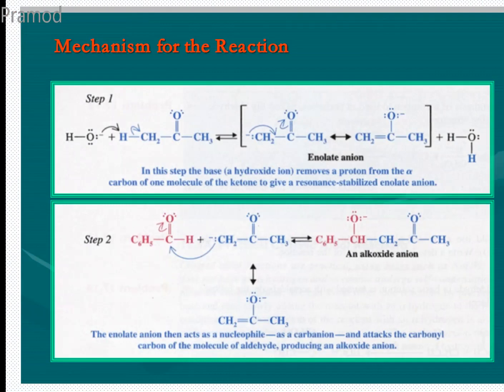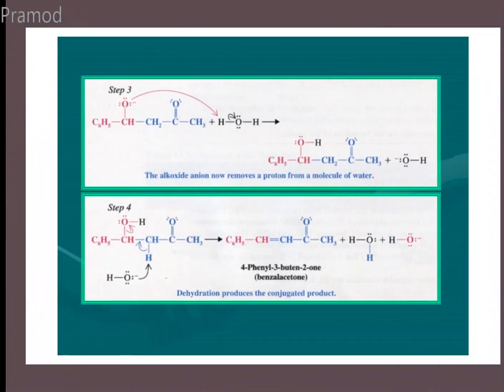Now let's go step by step through what we did. What is the first step? As I said, base abstracts your proton, you get your enolate anion. It undergoes tautomerism. This enolate ion attacks the carbonyl carbon of your aldehyde, benzaldehyde. You get an alkoxide anion. So what is the next step? This alkoxide ion gets protonated by water. You get your corresponding OH.